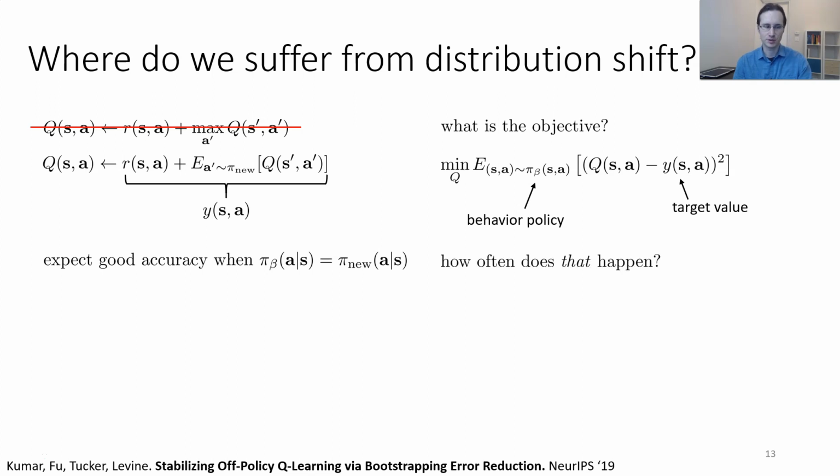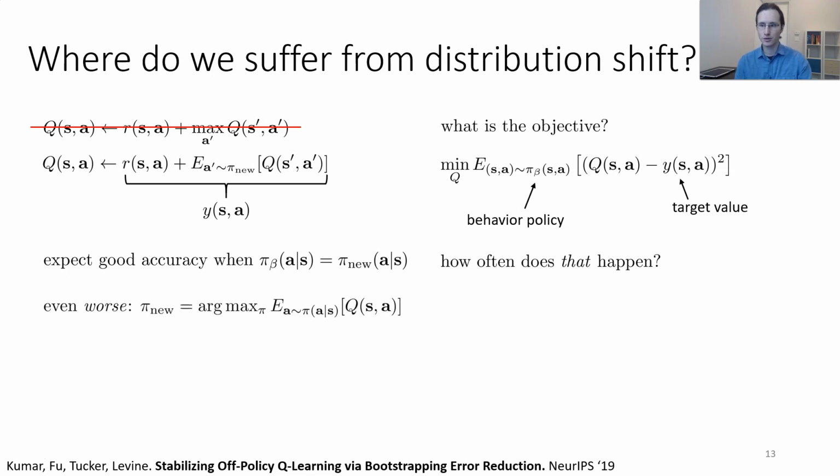But how often does that happen? You're not trying to copy the behavior policy, you're actually trying to do better. So the whole point of doing RL is to make pi nu be different than pi beta. So when you do this, of course, your target values will become incorrect because of distributional shift between pi beta and pi nu.